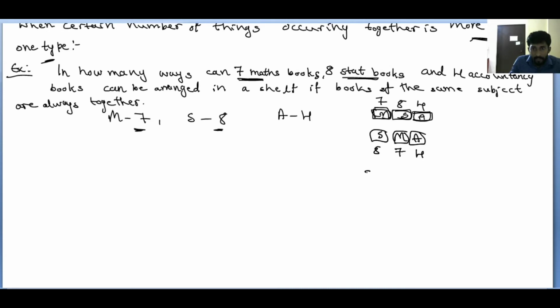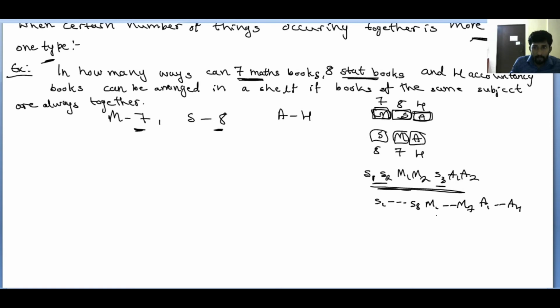Okay. Suppose S1 stat book, then S2 stat book, then suppose you do M1, M2, then S3, A1, A2. This type of arrangement is not possible. Why? Here, 2 stat books are there, but one more stat book is here, right? Whatever the arrangement, stat books always occur together. Then maths, M1 to M7, then accountancy, A1 to A4. Okay, here you can change: S8, then S1, here M7, M1, here A4, A1. Here you can do arrangements. Here also you can do a different arrangement, here also you can do a different arrangement.